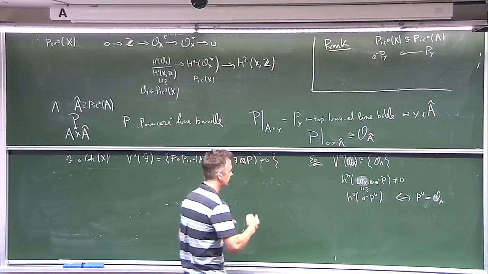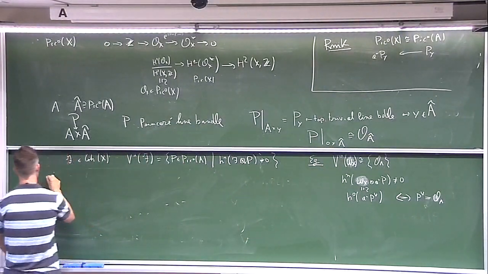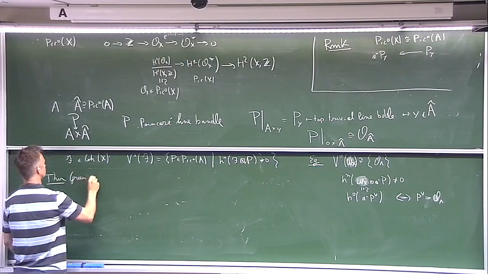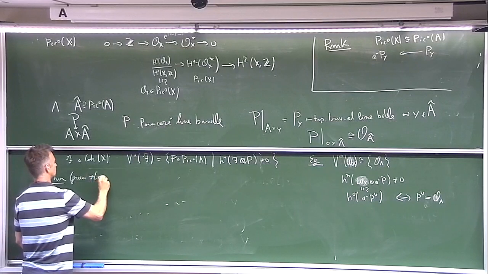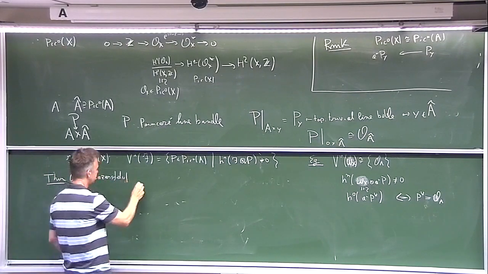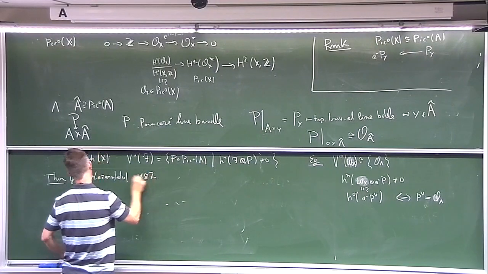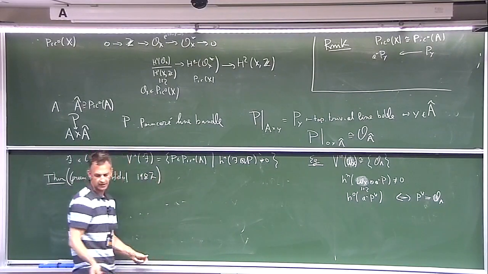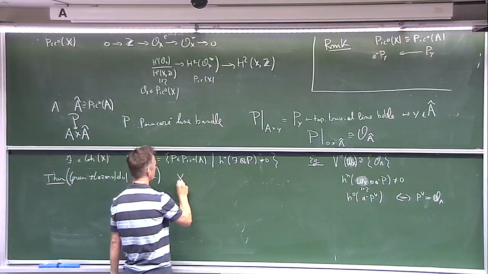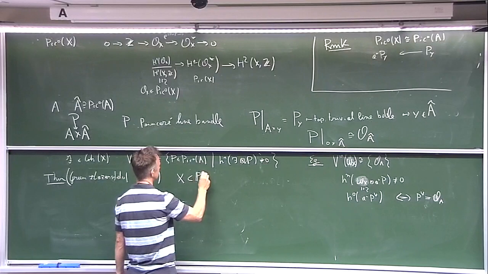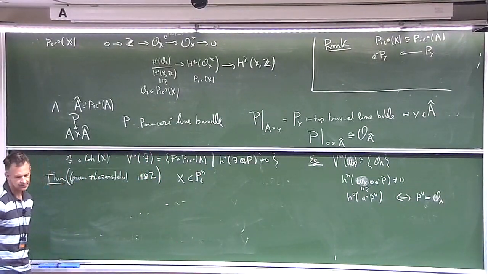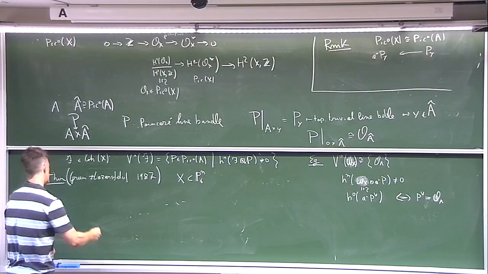loci of this form, but not just for the maximal dimension. So here's a theorem due to Green and Lazarsfeld. And I think it's 1987. So X is going to be a smooth complex projective variety. It actually also works for Kähler manifolds, but let me just stick to smooth complex projective varieties. And it tells you several things.